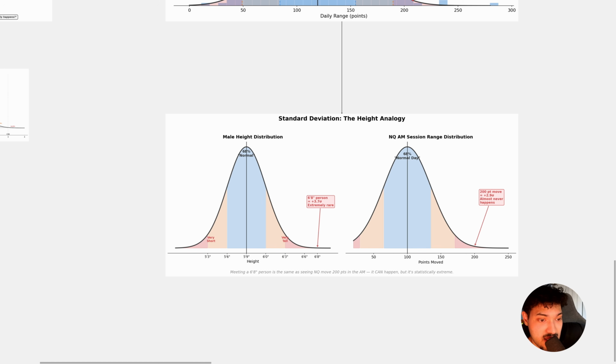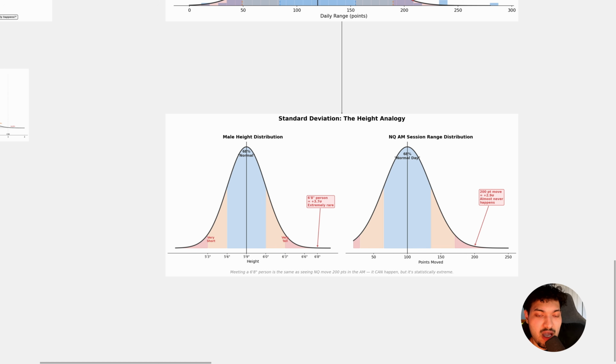All right, so what this means is that 68% of men are between 5'6" and 6 foot. That is plus or minus 1 standard deviation. 95% of guys are between 5'3" and 6'3", which is plus or minus 2 standard deviations. And 99.7% are between 5 foot and 6 foot, which is 3 standard deviations. This should obviously make sense, right? If you meet a guy who's like 6'8" or 6'9", that is more than 3 standard deviations above the average. That is so statistically rare, and you're almost never going to see it.